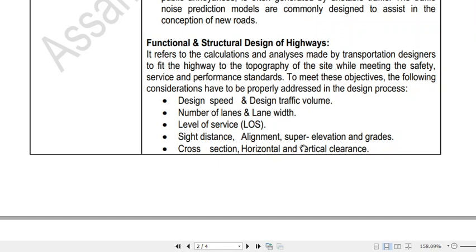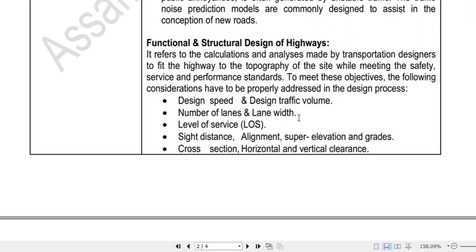So what are the different elements of structural design? Basically these are the elements. First one is design speed and design traffic volume. These two parameters are very important, and in most designs of traffic facilities, these two parameters play a very important role. Then number of lanes and lane width, that is, what should be the width of the road.